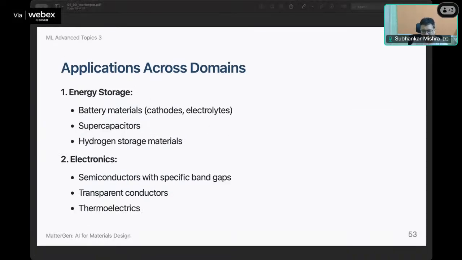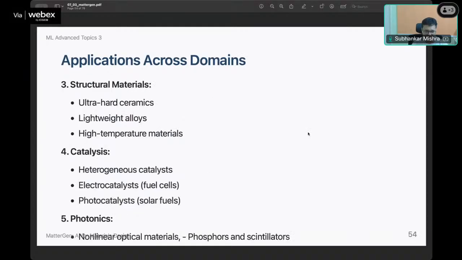Now, what are the applications of this? Energy storage is one, like battery materials and hydrogen storage materials, and electronics also, like semiconductors with specific band gaps, transparent conductors, thermoelectrics, and also structural materials. I don't have to tell you why materials are important. All of you joined this course because of that. But you can see the applications, right? Earlier it was screening materials within the limited scope of the database library that we have. Now we just tell what properties we require for a particular application, and we generate.